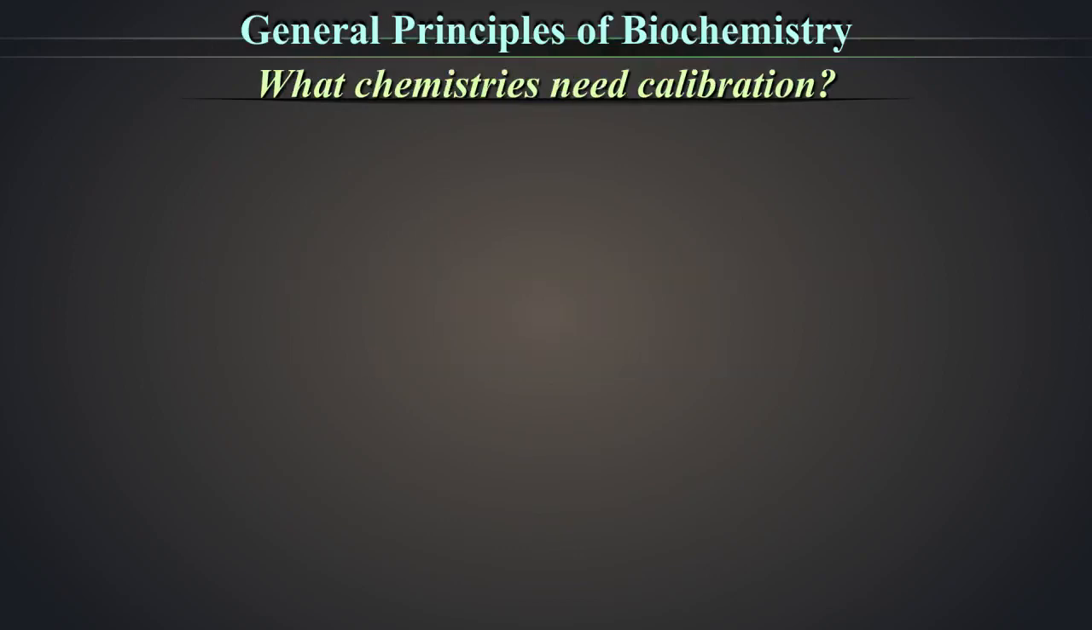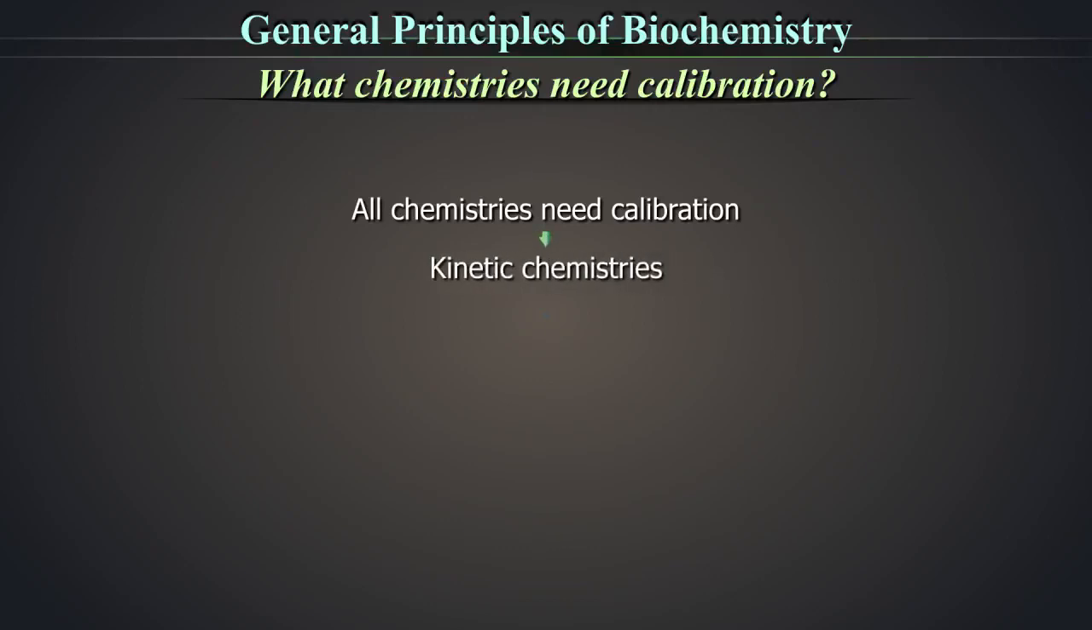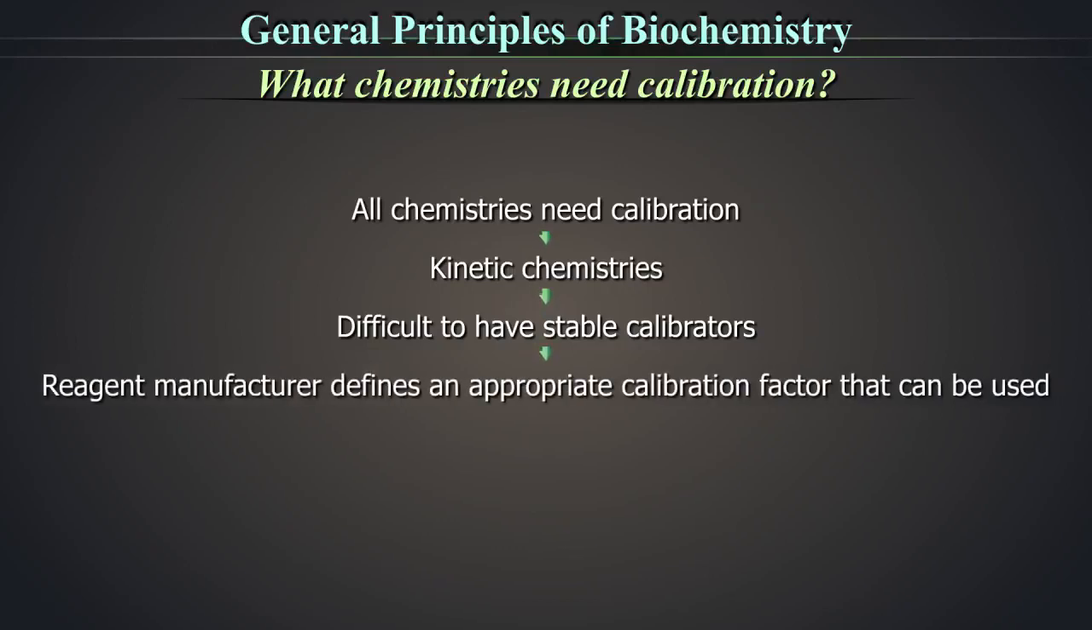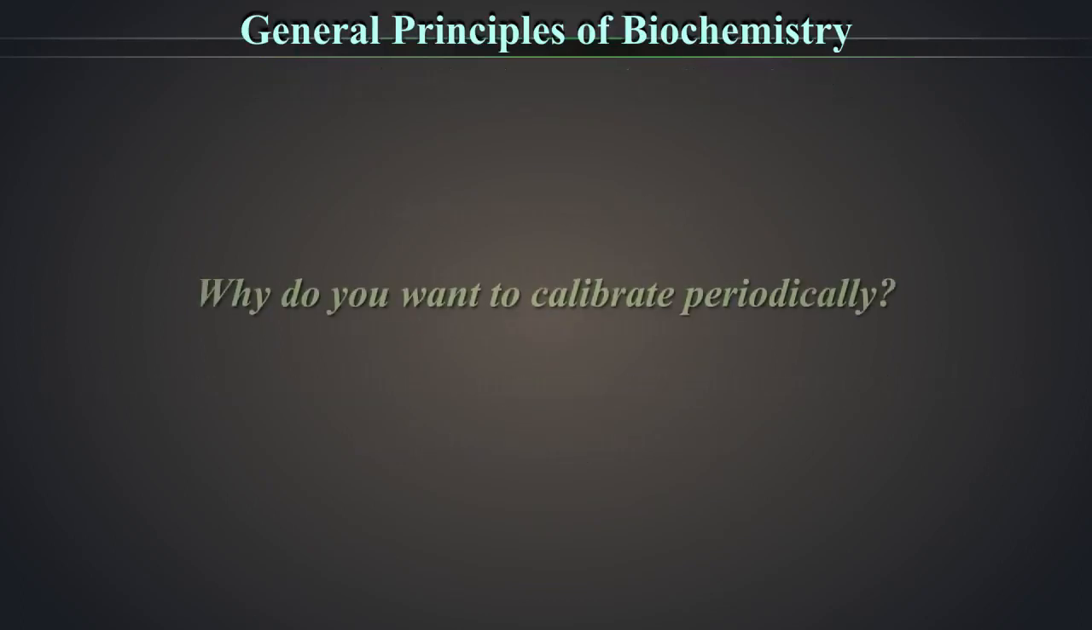What chemistries need calibration? All chemistries need calibration. However, for certain chemistries like kinetic chemistries, it is difficult to have stable calibrators, and so the analytical system defines an appropriate calibration factor that can be used. This needs verification with QC every day.